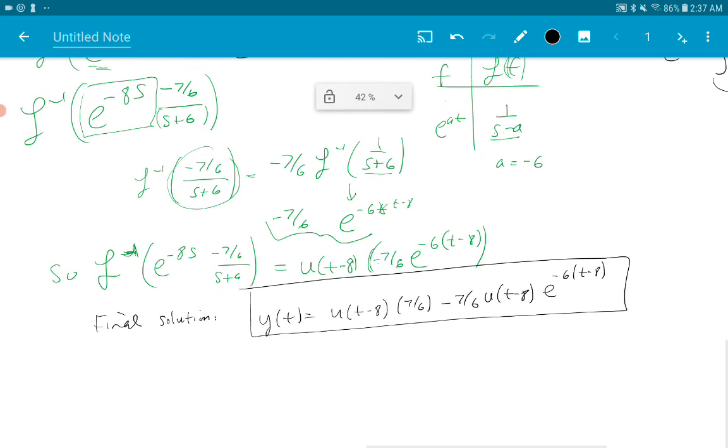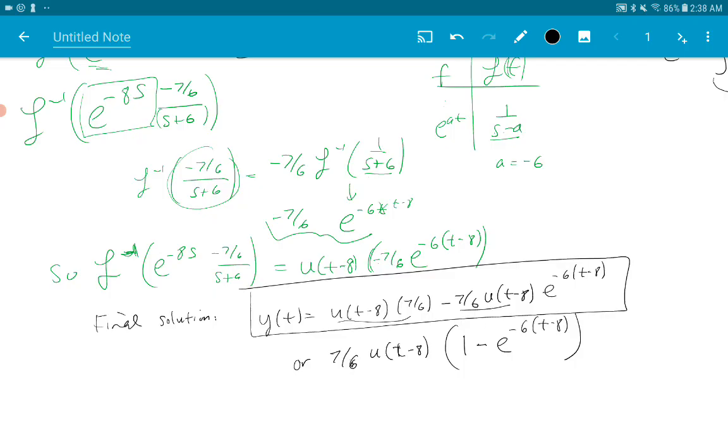You could make it look a little nicer. You could factor out 7/6 u of t minus 8, since that's in both terms, times 1 minus e to the negative 6 times t minus 8. That might be another way to write it. Just factored this out from both terms. That's also correct. They're the same.